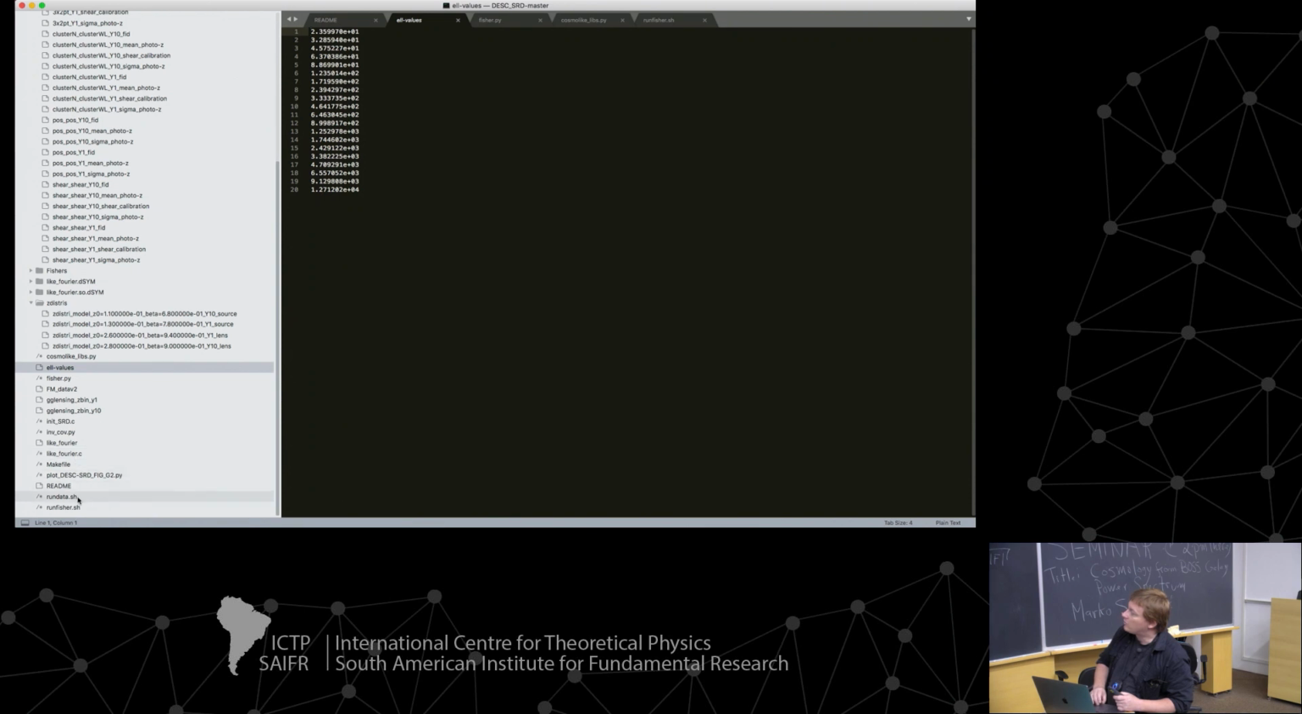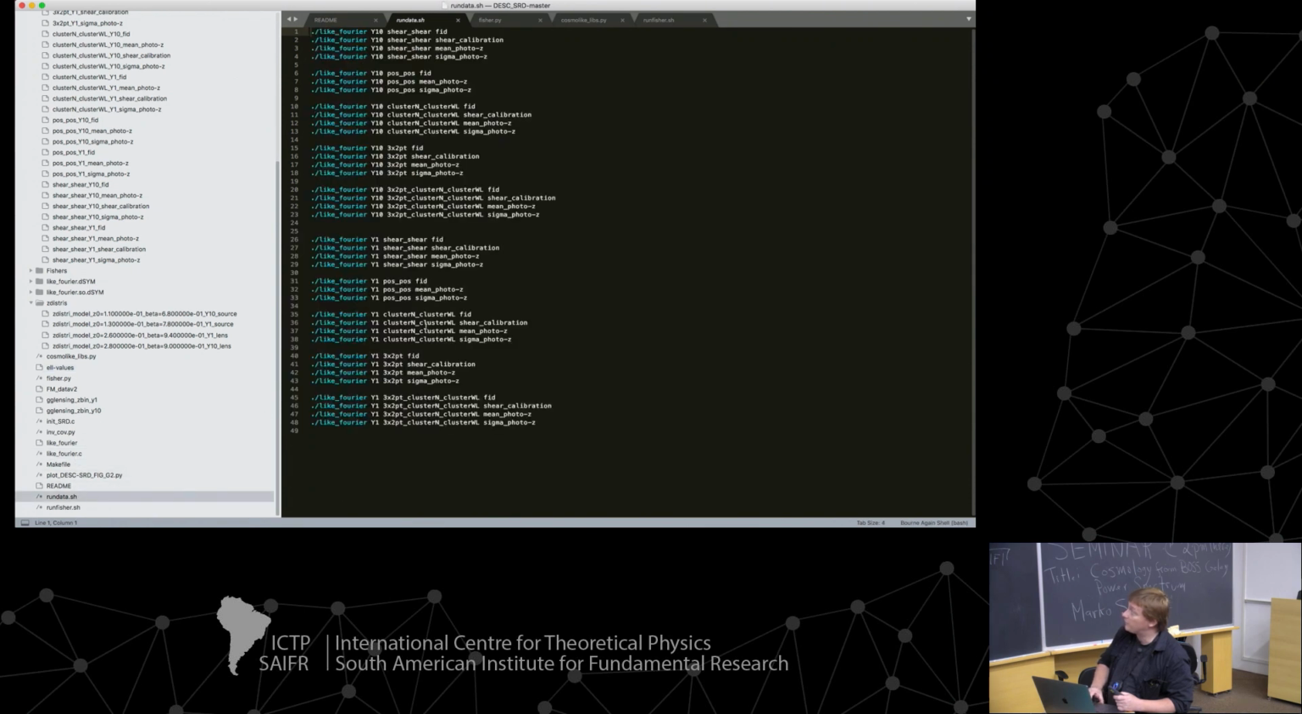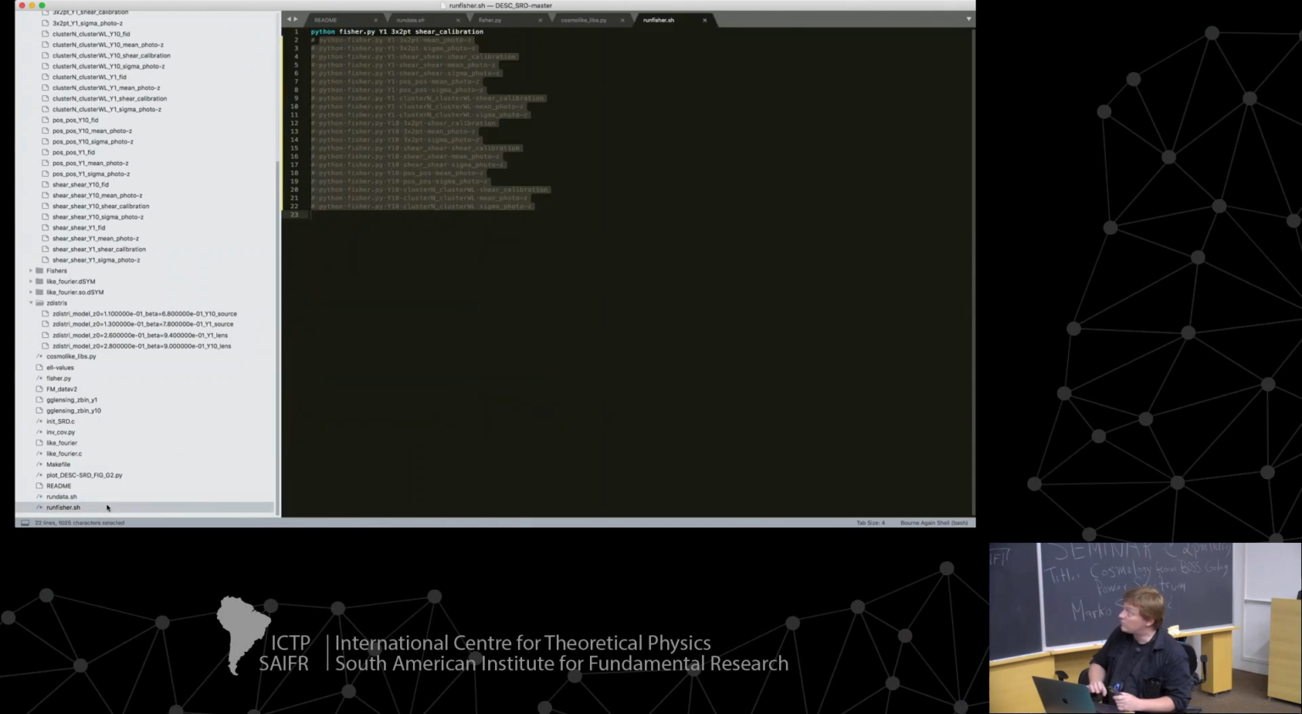Okay, I hope that was helpful to explain what happens in this very first step. So you compute the data vectors itself. And then there is this one, run Fisher. So run Fisher, I mean, it's quite obvious. You just run the Fisher matrices.